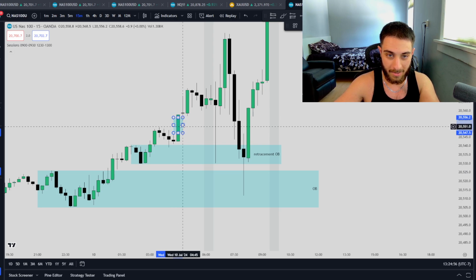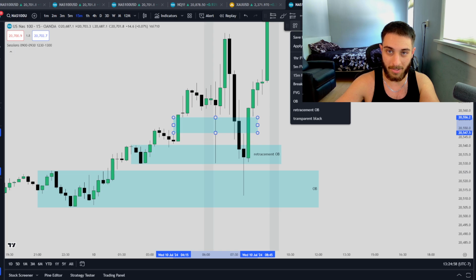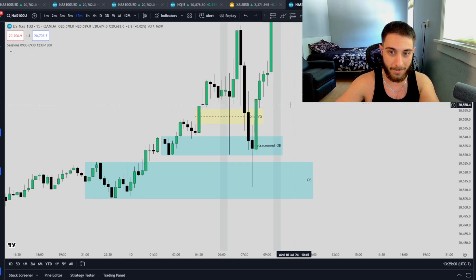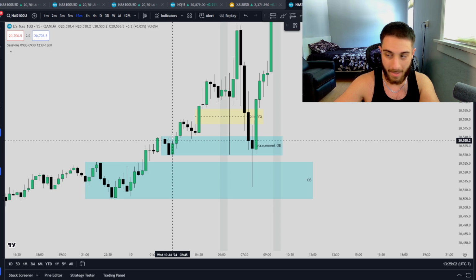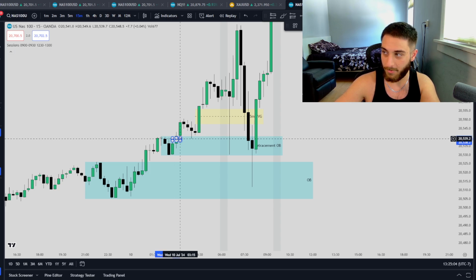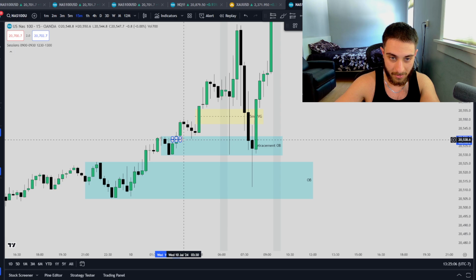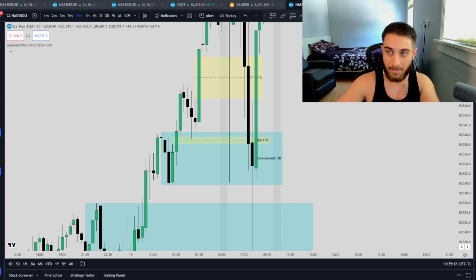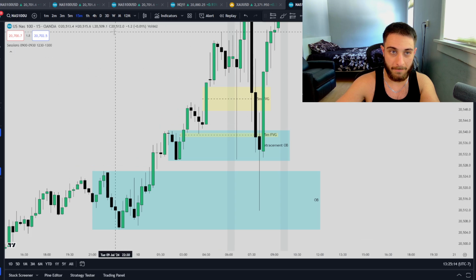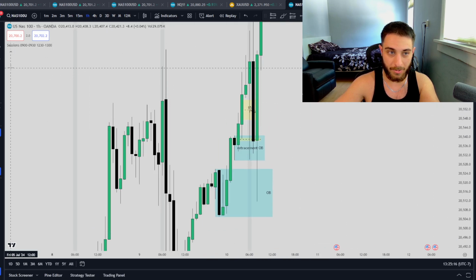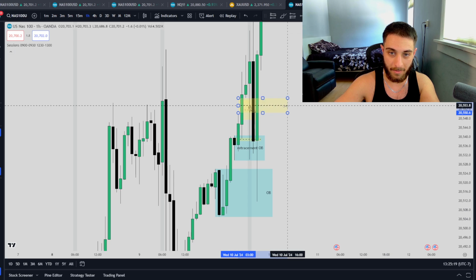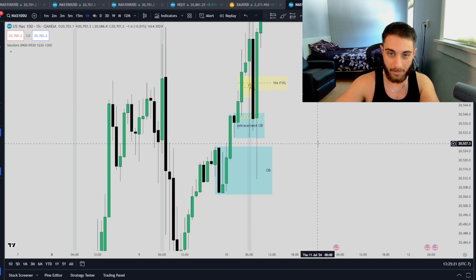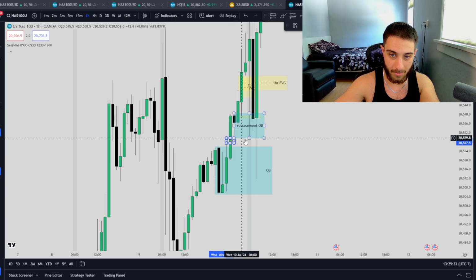So yeah, we had this. I'm just going to mark this out. I don't think this is the one I took it off of. This is a 15-minute fair value gap, and we have this one as well. 15-minute. We also had this hourly one that was pretty important, overlapping the 15-minute. This hourly one as well. This was the move we caught after 8 o'clock.